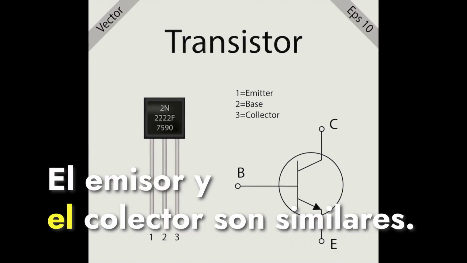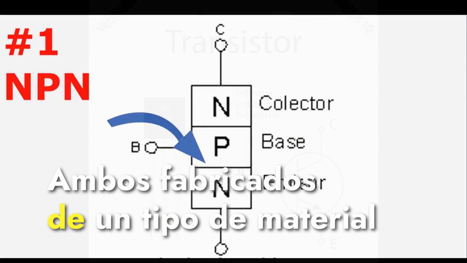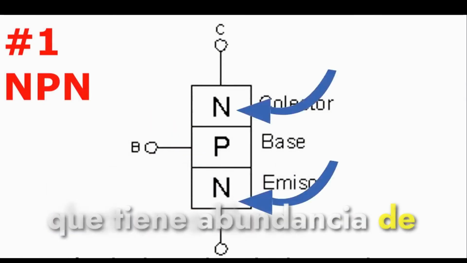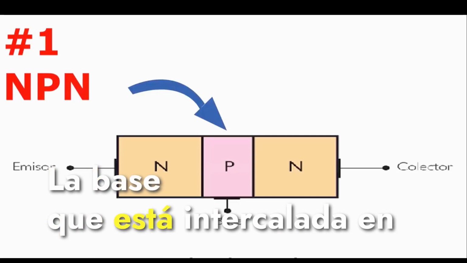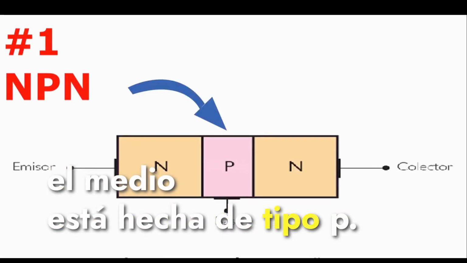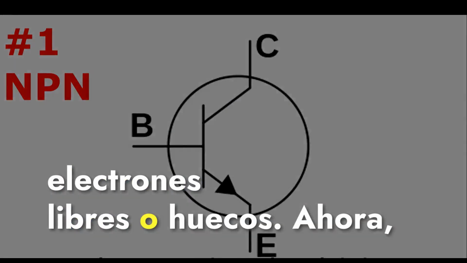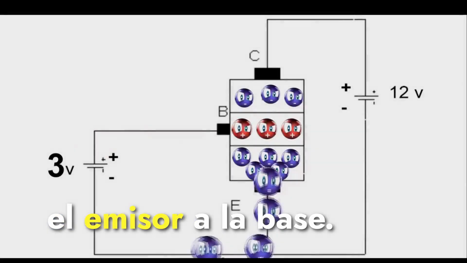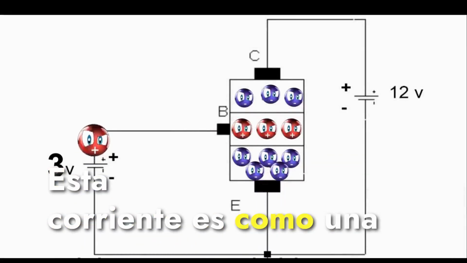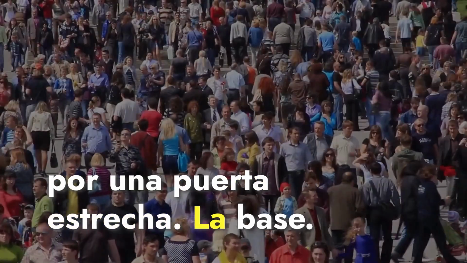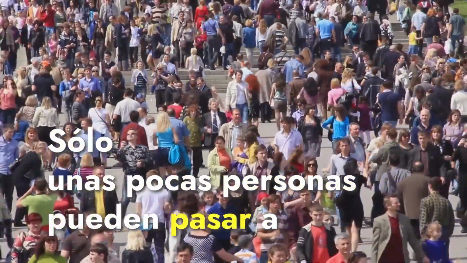The emitter and collector are similar, both made of a type of semiconductor material called N-type, which has an abundance of free electrons. The base, which is sandwiched in the middle, is made of P-type semiconductor, which has deficiencies of free electrons, or holes. Now imagine sending a small amount of electric current from the emitter to the base. This current is like a crowd of people, the electrons, trying to get through a narrow gate, the base. Only a few people can squeeze through at a time.